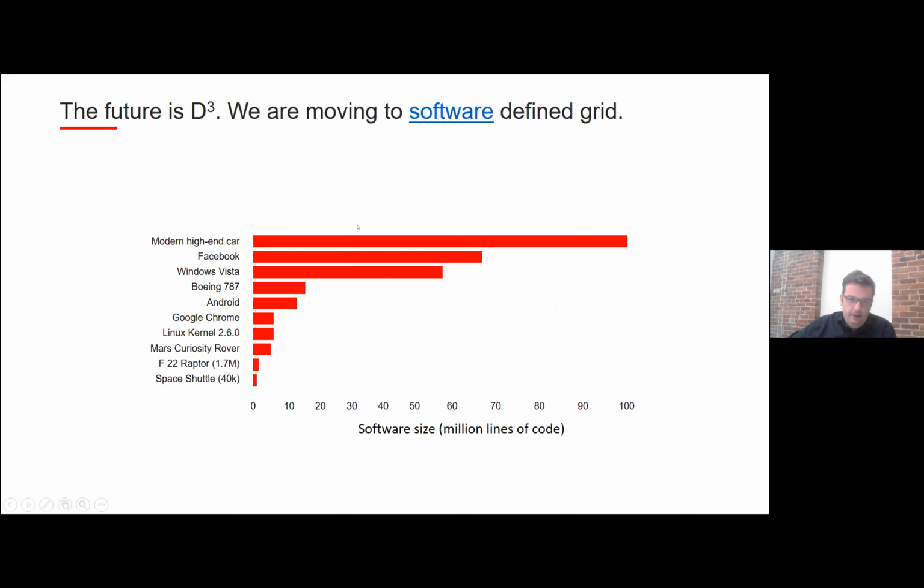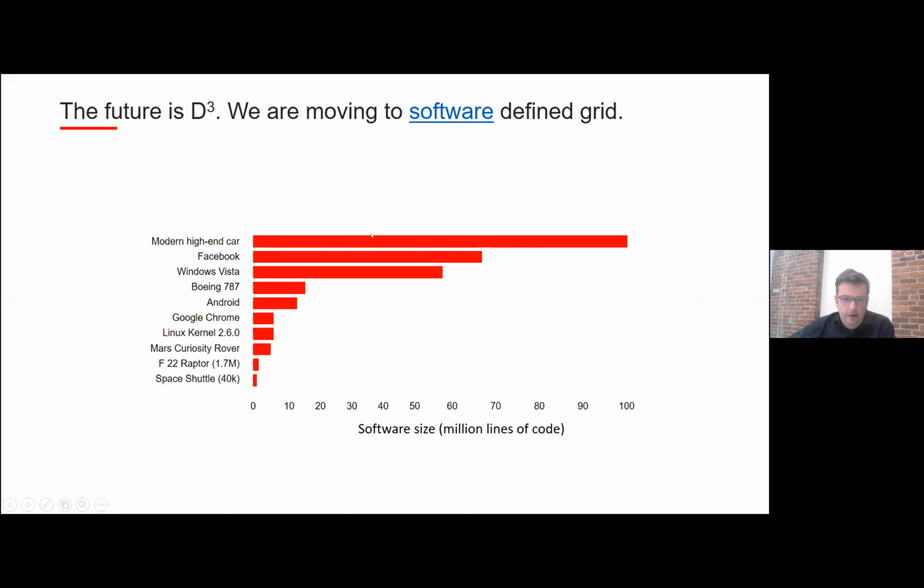Just to put this in perspective, I like to show some of the typical cyber-physical or software systems, and compare the software size in terms of millions of lines of code. At the top here we have a modern high-end car, where we have on the order of 100 million lines of code already deployed. And I'm not talking about autonomous driving. This is going to be another layer on top.